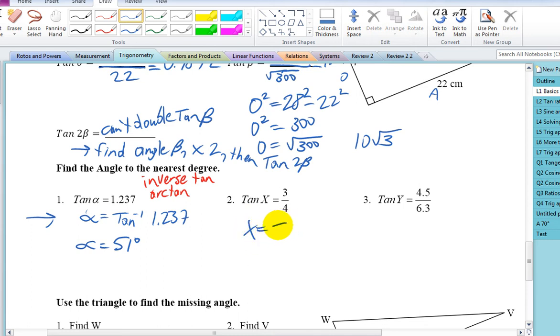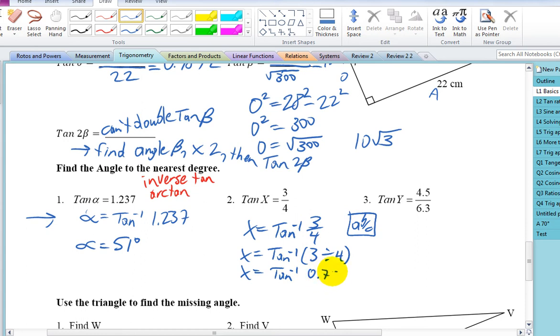Tan negative 1, 3/4. Now, if you know how to use your ABC button, you can use a fraction, but that might screw you up for the next question. All of the calculators will work if you do bracket 3 divided by 4 bracket. Okay, they'll all work. Or you could actually do that yourself and change your fraction to 0.75. This is what I recommend right there. Because that's going to work for every question you can get.